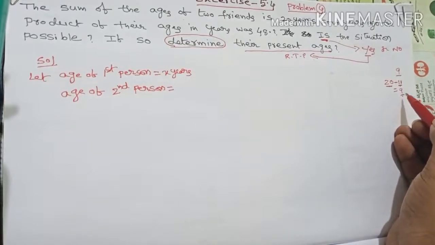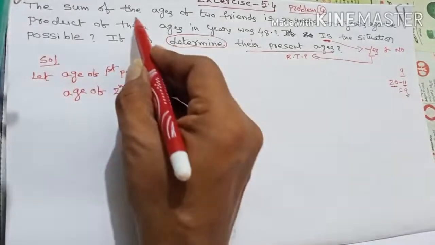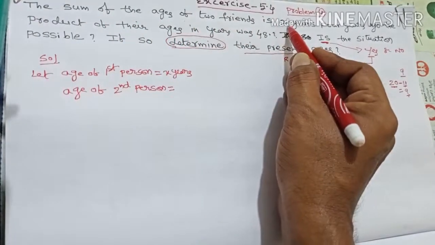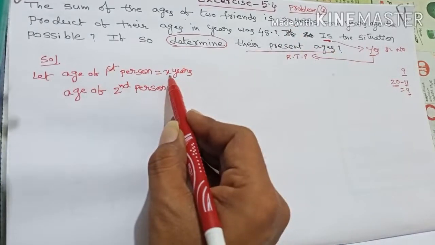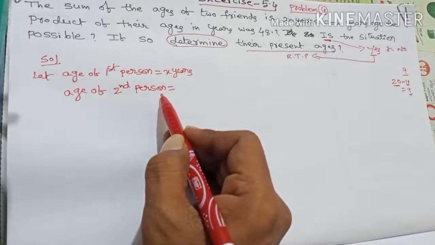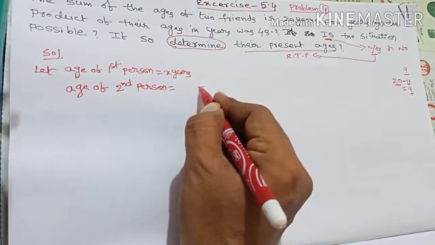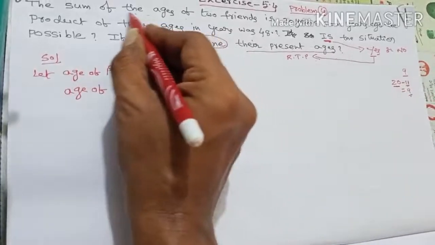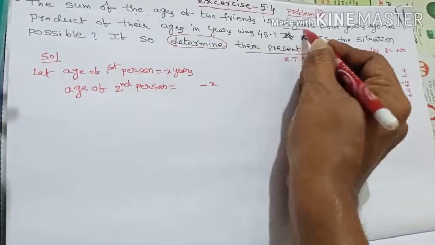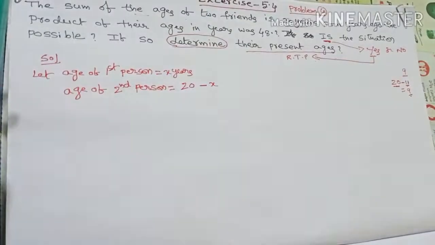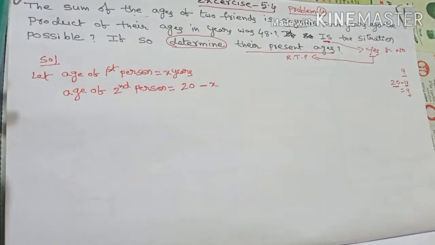Similarly, here the sum of the ages of two friends is 20. Therefore, if one person's age is x, what is the second person's age? According to the problem, you have to subtract the first person's age from the sum of their ages, that is 20 years. Therefore, the age of the second person is 20 minus x.